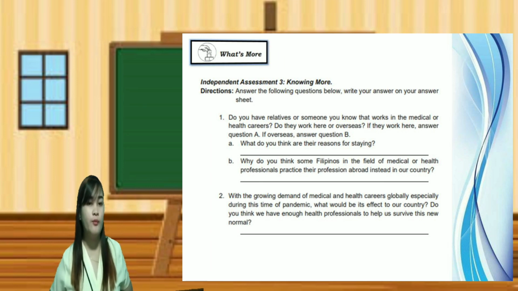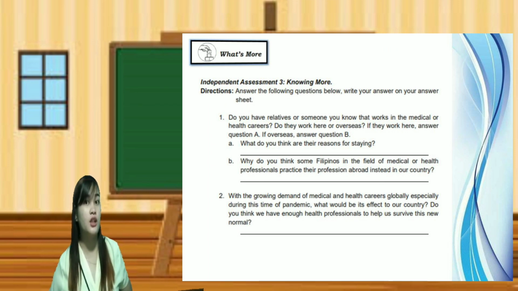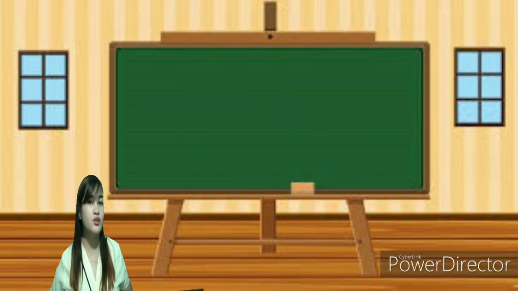Number 2, with the growing demand of medical health careers globally, especially during this time of pandemic, what would be its effect to our country? Do you think we have enough health professionals to help us survive this new normal? Write your answer on your answer sheet.